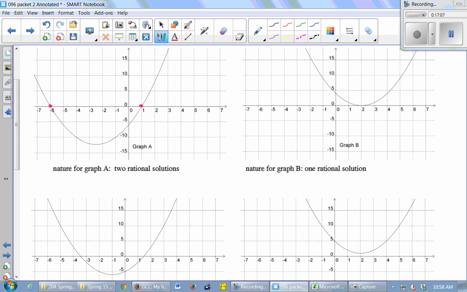Graph B, it touches the x-axis in just one spot at x equals 2. So we have just one solution, and it's rational also, because 2 can be written as 2 over 1, so it's a ratio.